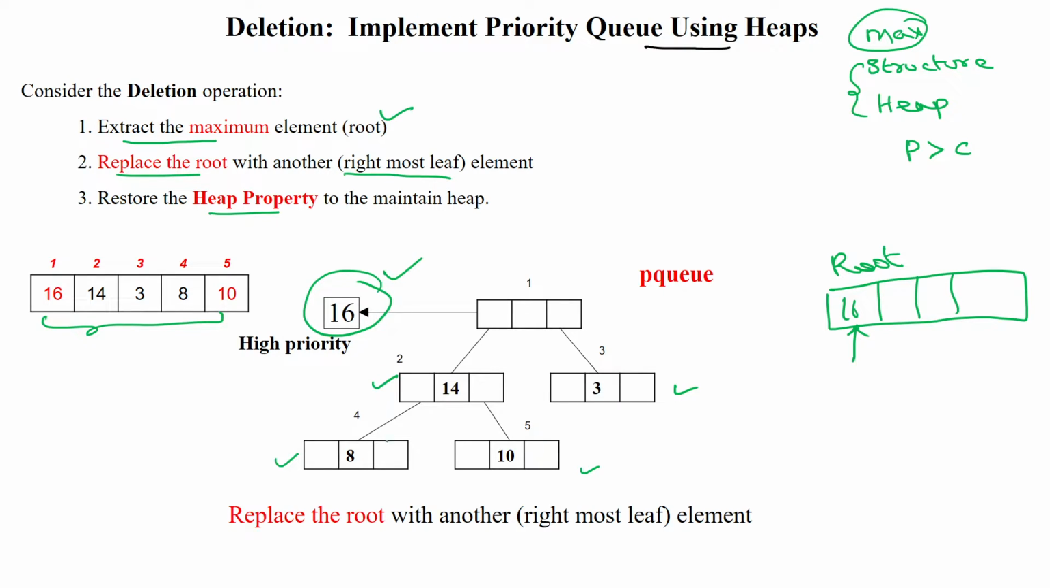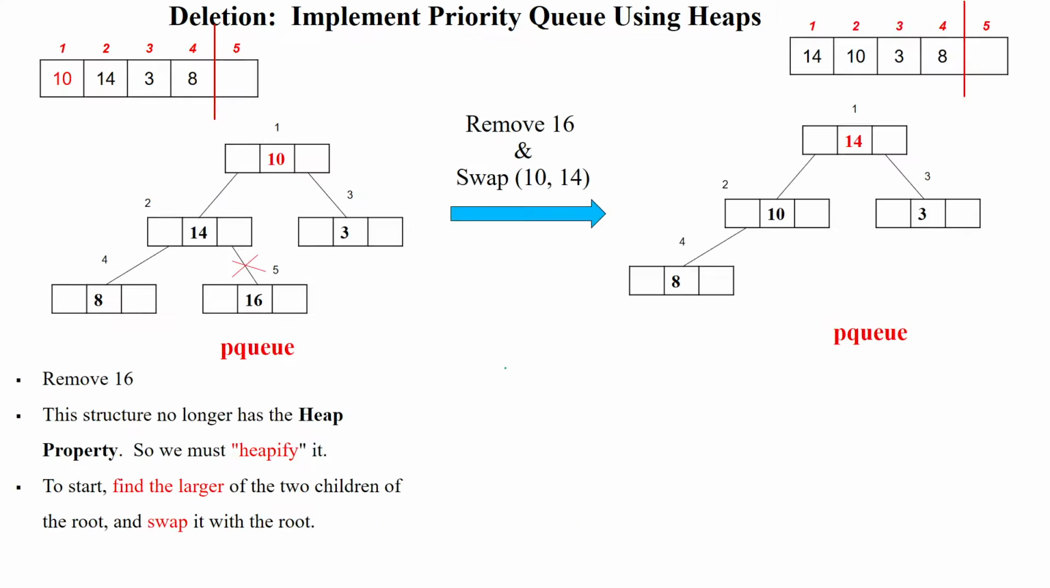So for that what we will do, we will replace the 16 by swapping the 10 and 16 here. So here 16 and 10 are swapped. So once you are swapping, 16 will come into the place of fifth index, 10 is coming into the place of first index. So after that we will remove that 16. Our aim is deleting the data. So here we are removing the 16. So after removing, the index will look like this.